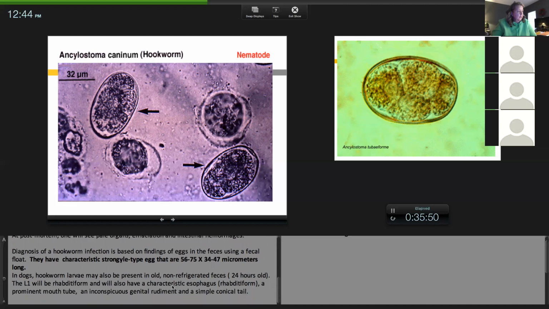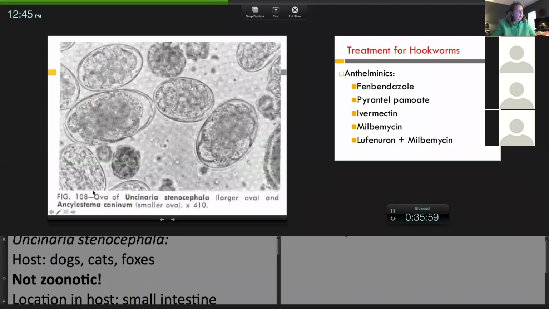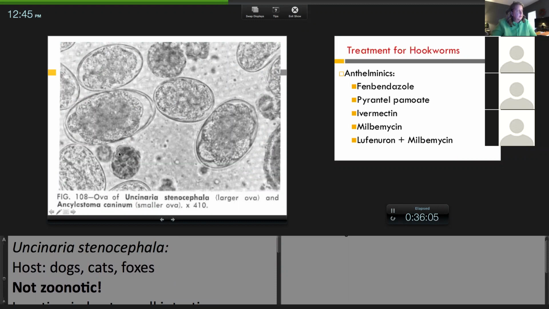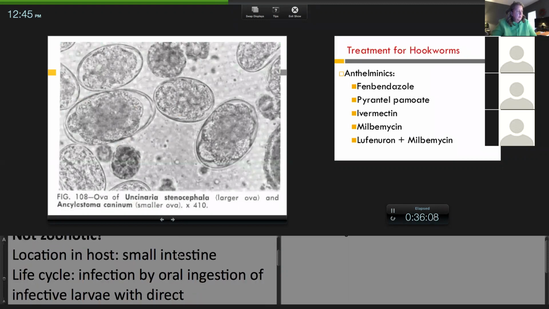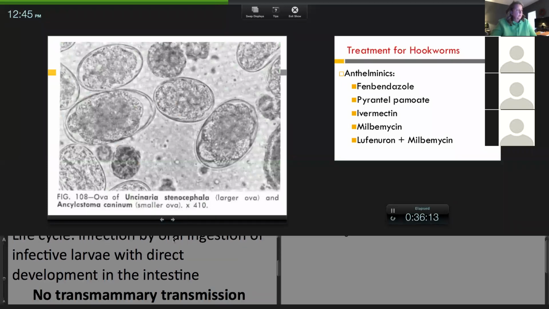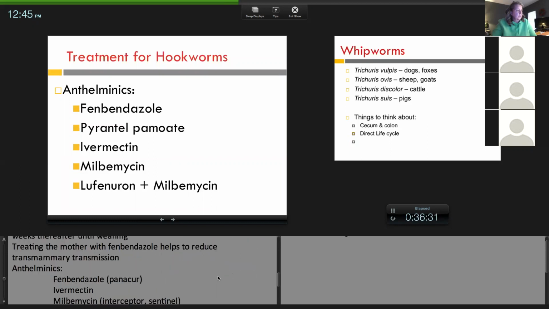Let's see. Okay, here's tubiforme, and here's another one. This one, Stenocephala, is actually not zoonotic, even though I know that slide said they're all zoonotic. But you can see they all have that distinct oval appearance, clusters in the middle. The anthelmintics are going to be the medication preferred.